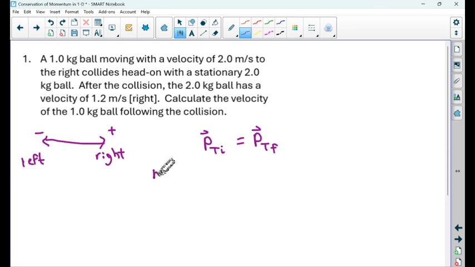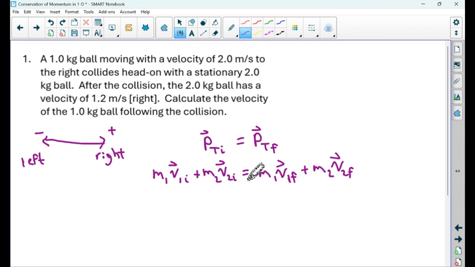So the mass of object 1 times the velocity of object 1 initially plus the mass of object 2 times the velocity of object 2 initially is going to equal the mass of object 1 times the velocity of object 1 final. Oh, sorry, that should be a 1, not an I. Plus the mass of object 2 times the velocity of object 2 final. Okay, now I got to sub some stuff in.